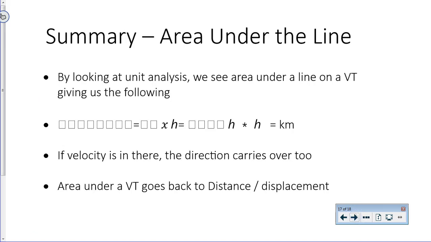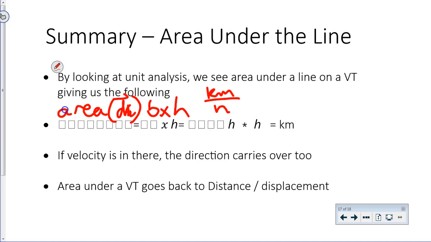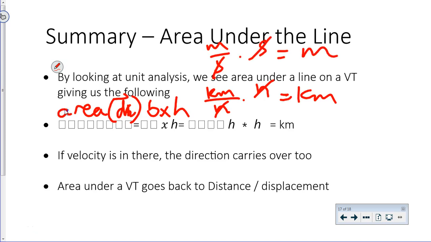By looking at the unit analysis, we see the area under the line on a VT graph gives us the following. Area can be distance or displacement. Doesn't matter. It's equal to base times height. This essentially means that we're always going to have something like kilometers per hour times hours giving us kilometers. Or we're going to have meters per second times seconds gives us meters. Just pay close attention to the units. If velocity's in there, the direction carries over too.